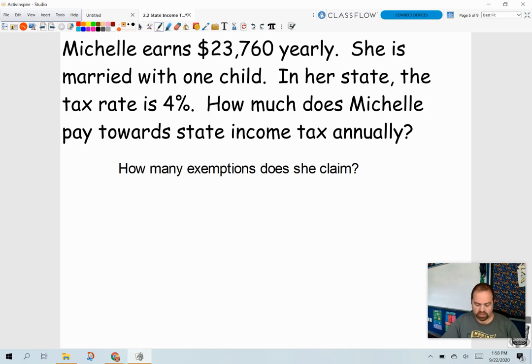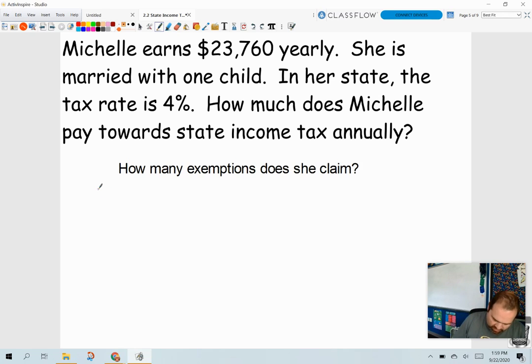All right, so Michelle earns $23,760. She is married with 1 child. In her state, the tax rate is 4%. How much does Michelle pay towards state income tax annually? Now, she can claim 0, 1, 2, or 3. So it doesn't say specifically how many allowances she claims. So for example, in this one, let's say that she claims all of them. She claims the allowance for herself, her husband, and her child.